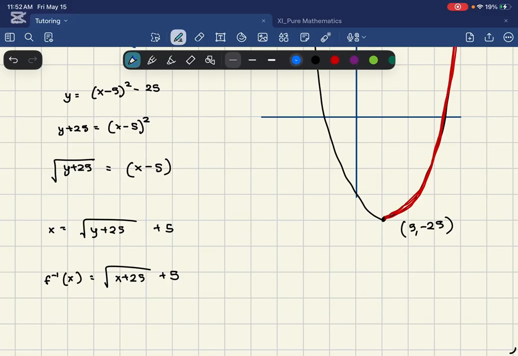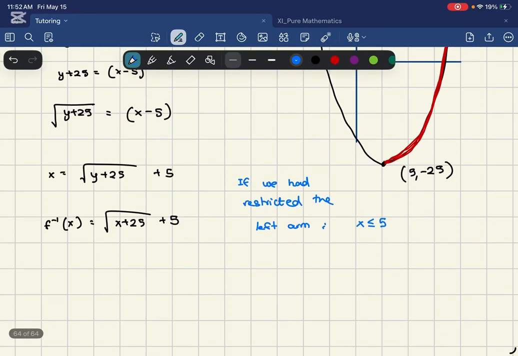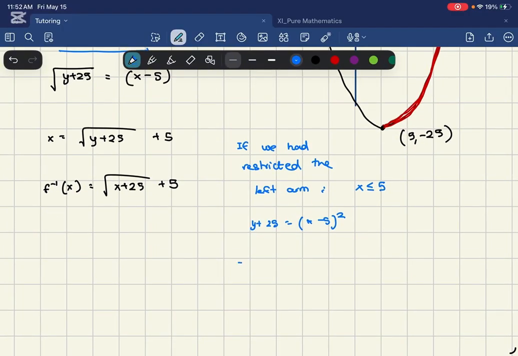So if we had restricted the left arm, so if our domain had been x less than or equal to 5, instead of x greater than or equal to 5, then how do we get the inverse function? Well, the idea is that you have this expression, right? y plus 25 is equal to x minus 5 squared. Well, you want to take the negative square root. So you take the square root, you want to take the negative value of it.